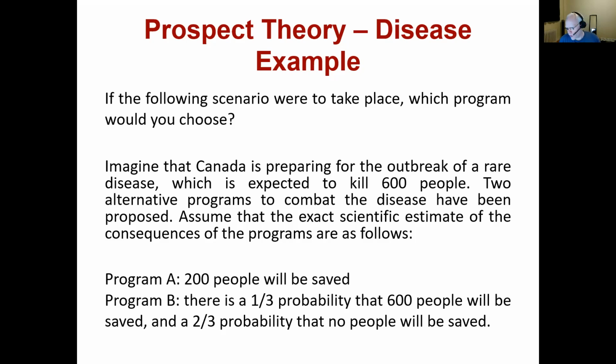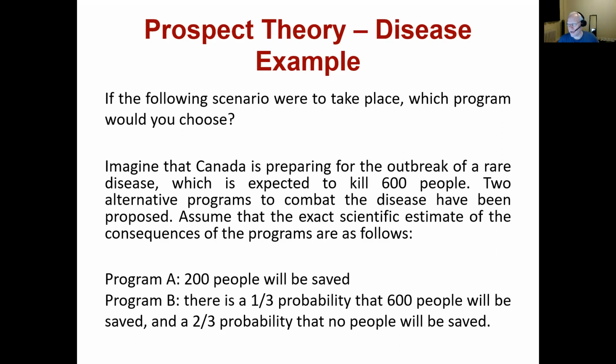Program B, 1/3 probability that 600 people will be saved, and 2/3 probability that no people will be saved. Okay, 1/3 probability, 600 people will be saved. Expected outcome there, 1/3 times 600, 200 plus. 2/3 probability that no one will be saved. 2/3 times 0, 0. 200 plus 0, 200. So program B, expected outcome, 200.